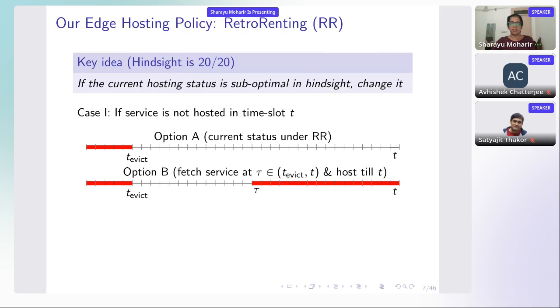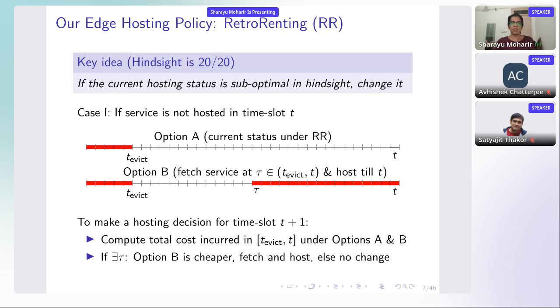Now, what RR does is it tries to see if there exists a value of tau, which is between T evict and T, such that option B is cheaper than option A. And when I say cheaper, I mean that the total cost incurred under option B is less than the total cost incurred under option A. If there exists such a tau, what RR does is it fetches the service in time slot T. If there is no such tau for which option B is cheaper, RR maintains status quo and does not change the state of the cache. I hope this is clear.